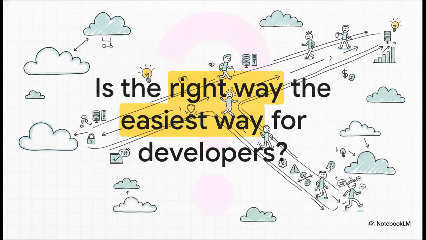I want to leave you with this somewhat provocative question. Are you making the right way the easiest way for your developers? Because the future of platform engineering isn't about enforcing strict rules. It's about making secure, scalable architectures the absolute path of least resistance. So take a hard look at your platform today. If the right way is hard, developers will inevitably find a riskier way. Make the right way the easiest way.